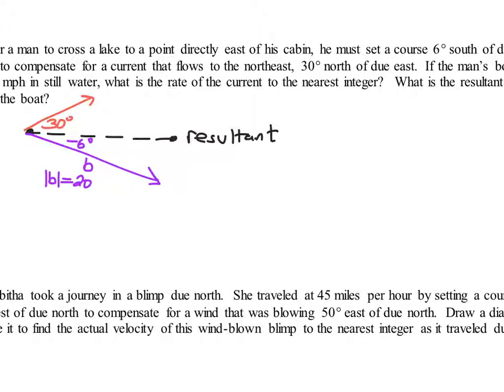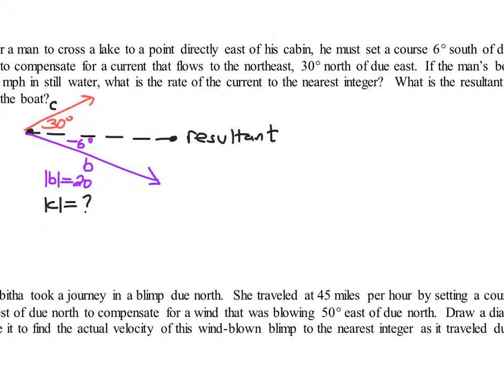Now, we need to know the rate of the current. We'll call that vector C for current. And C, the magnitude of it is completely unknown. So we'll have to figure that out. And then we also need to know the resultant vector. So we need some vectors. We need some information here.